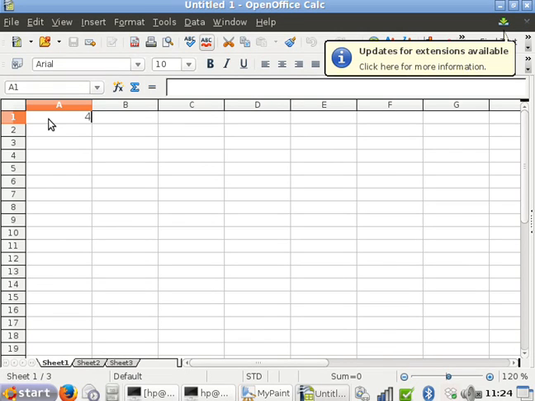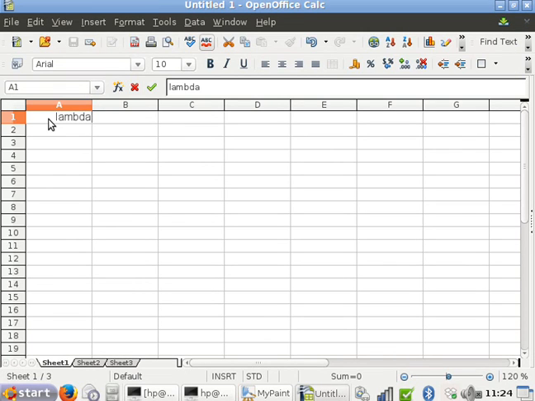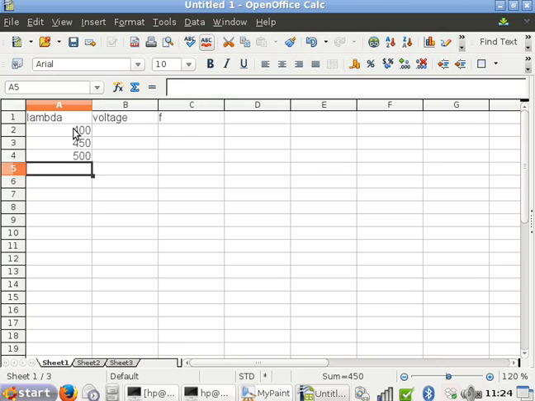This is nanometers. This is voltage, and then this one here is frequency. But this is in nanometers, and it's increasing by 50, and it goes all the way up to 650. And the voltage, I don't need it for the start, do I? No. But I'll put it in anyways.